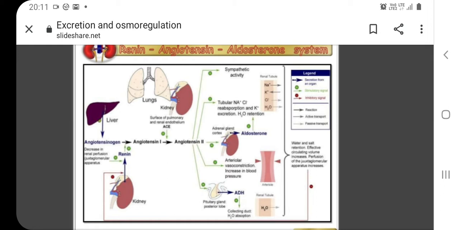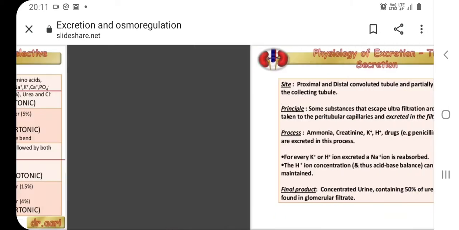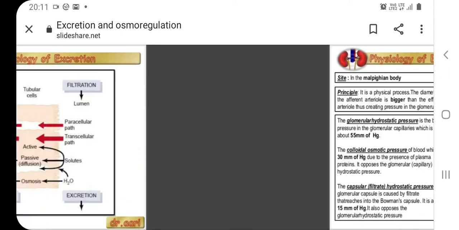ANP also acts to suppress the action of aldosterone, renin, and angiotensin. Now, this was how the hormones help in osmoregulation.